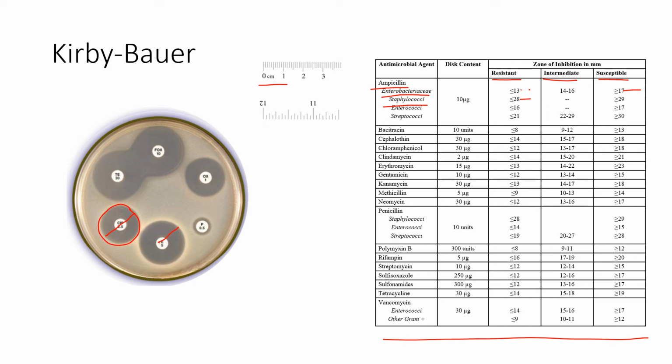So in order to accurately interpret the results of a Kirby-Bauer, you must look up the results on this table to determine how the bacteria have responded to the antibiotic, if they're resistant, intermediate, or susceptible.